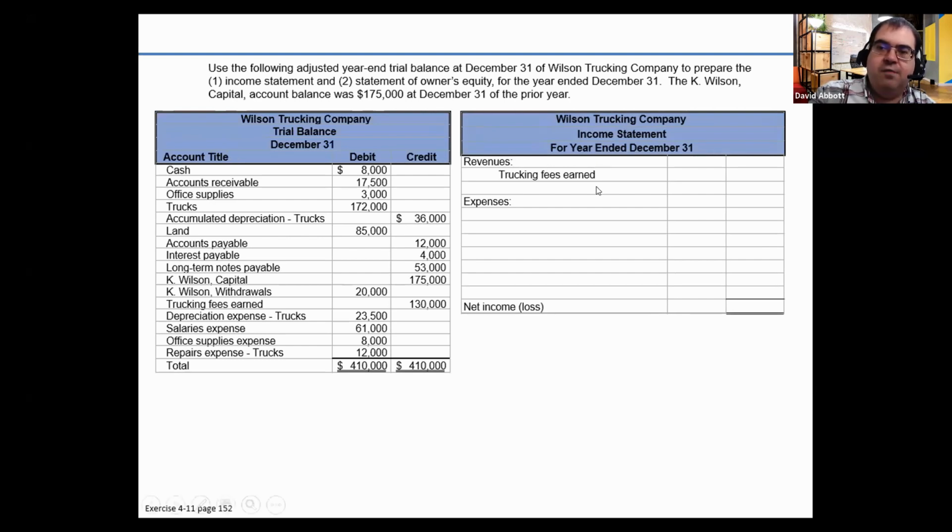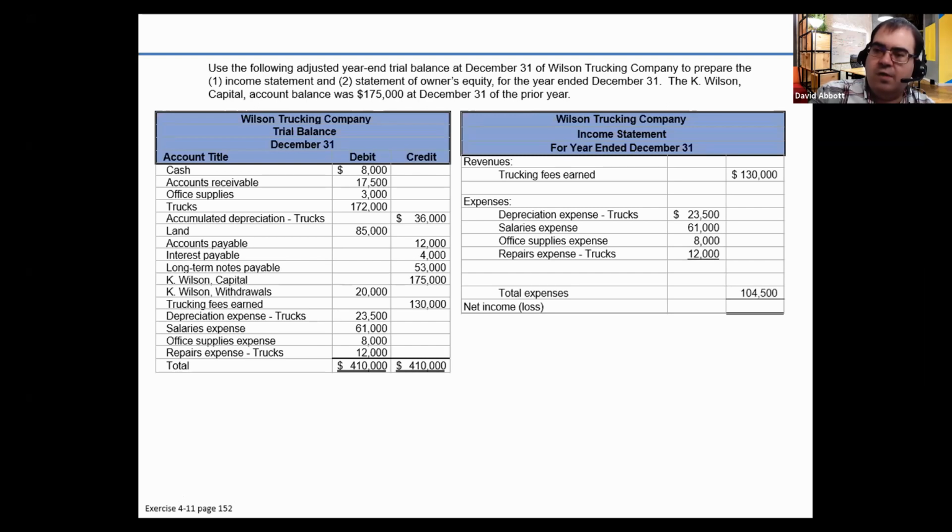So we have trucking fees earned, $130,000. And we can list out which is credit, then we list out all of our expenses. So we have depreciation expense on the trucks, $23,500. Salaries expense, $61,000. Office supplies expense, $8,000. Repairs expense, truck, $12,000. So then our total expenses are $104,500. So we have net income of $25,500.